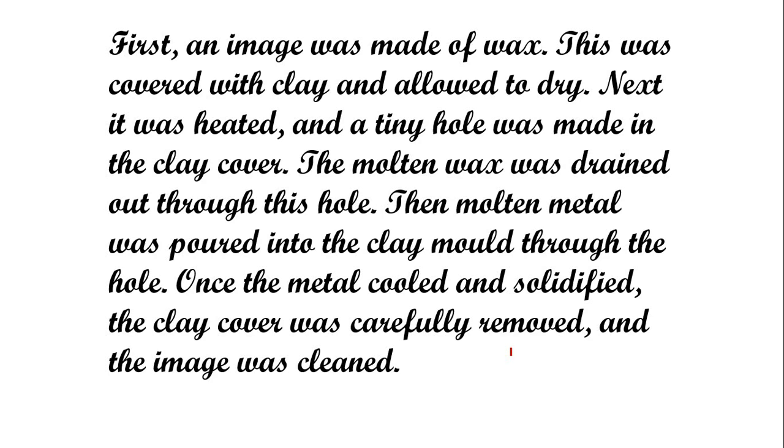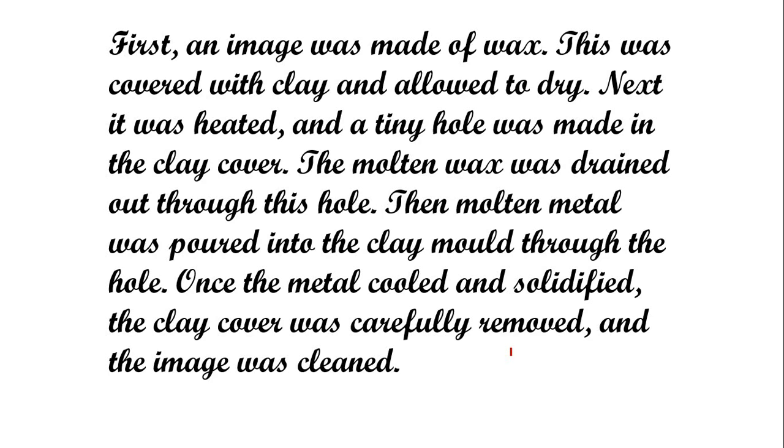Understood, friends? So listen, first what is done? An image was made of wax. Why? Why in the starting was the image not made directly with the metal? As we know, it was very difficult, or you can say impossible, to give the shape of any image with metal, and it is very easy to mold it and give the shape by using wax, because it is very soft. So first, the image was made of wax.